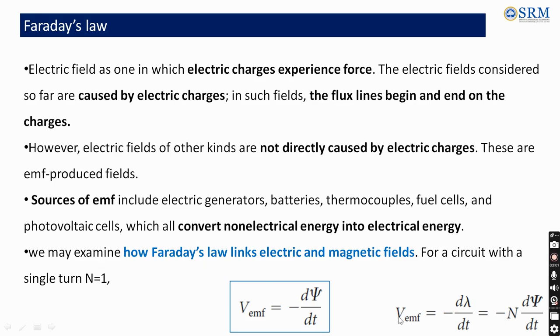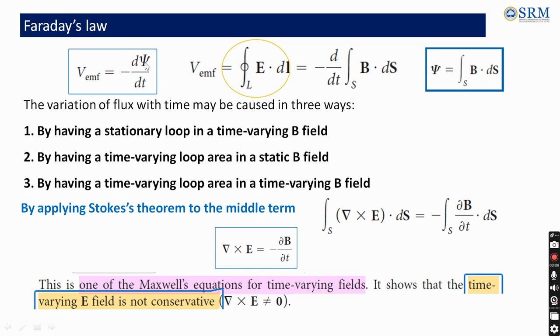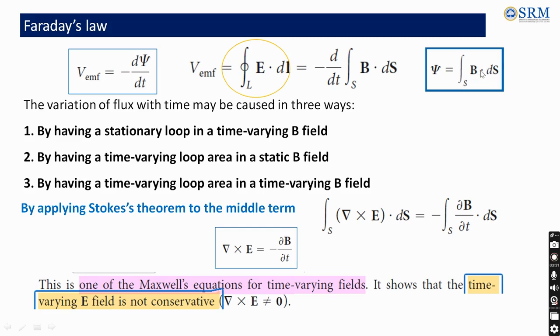For a circuit with a single turn, I can rewrite this EMF by replacing N with 1, that is minus d psi by dt. We are going to apply the already found expressions. The EMF, that is the potential, I can write as a closed line integral of E dot dl, from the first unit, electrostatic field. And flux I can replace by the surface integral of magnetic flux density. So I can rewrite it as minus d by dt of the integral of B dot dS. So both sides of the equation I replace.